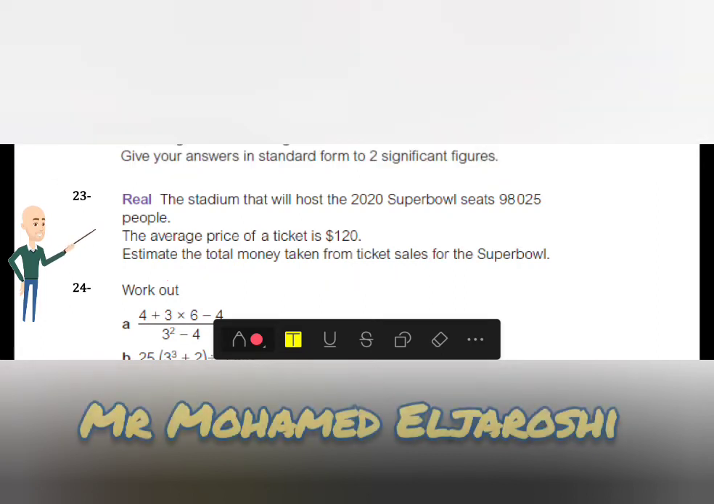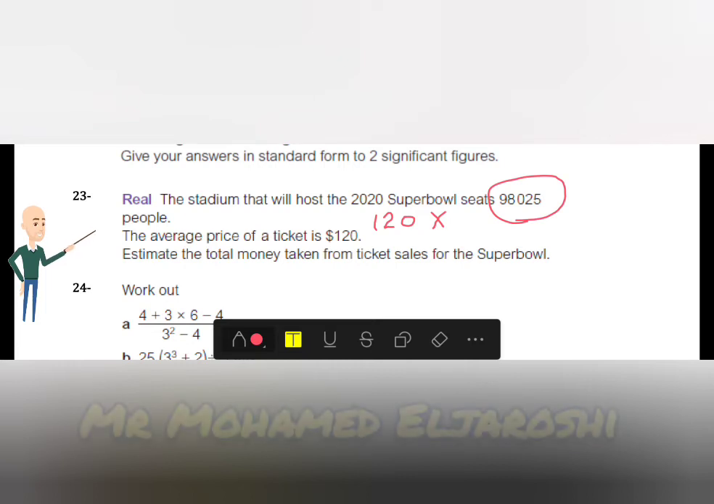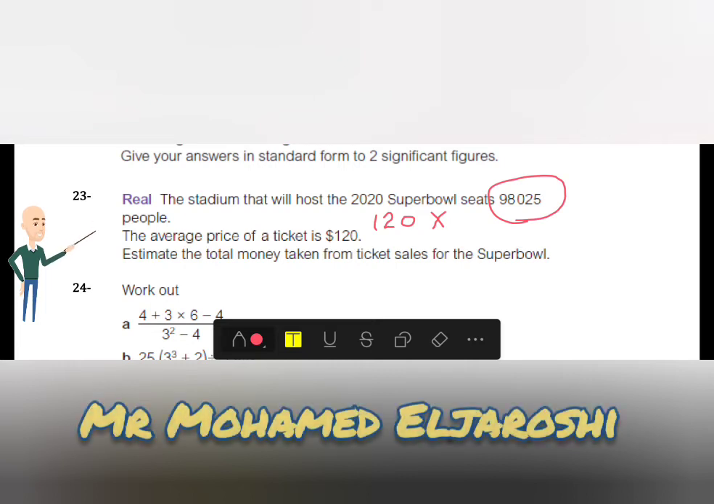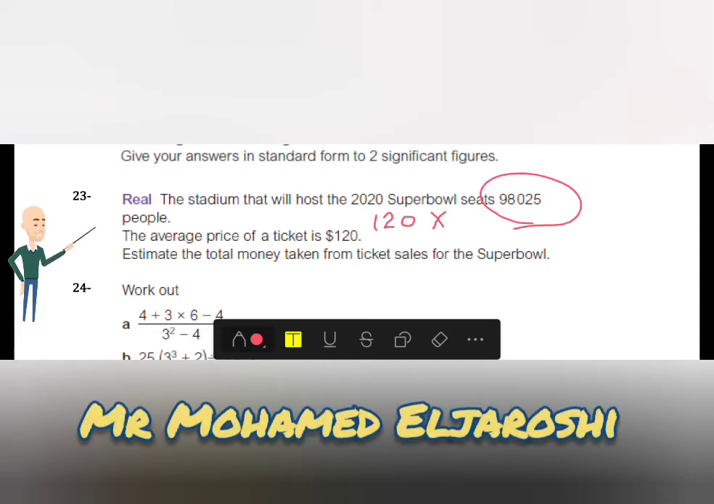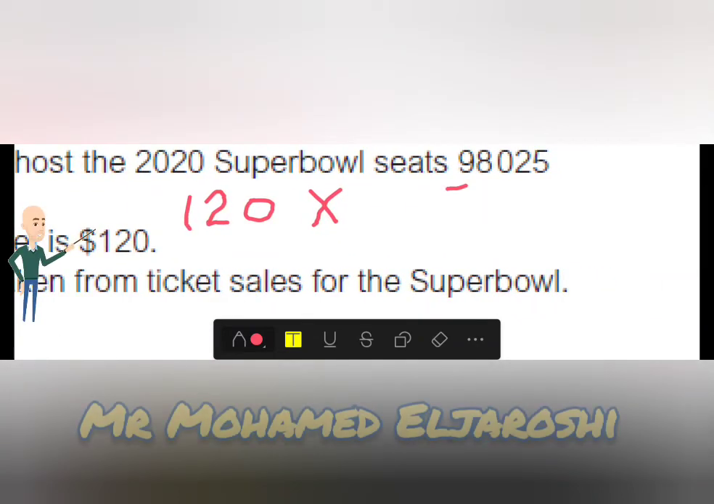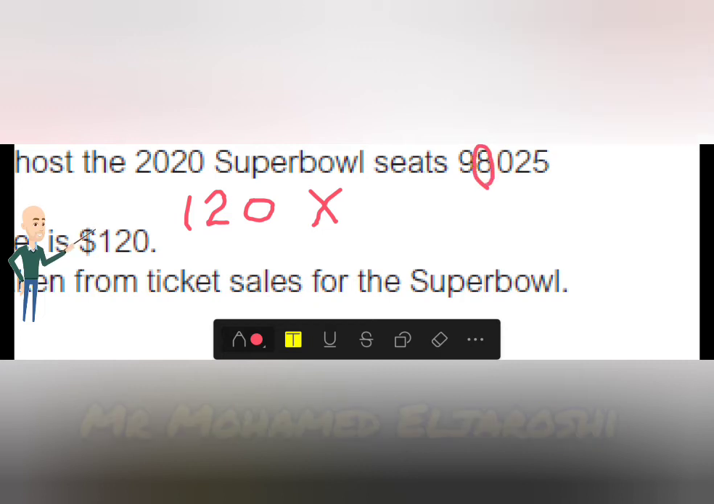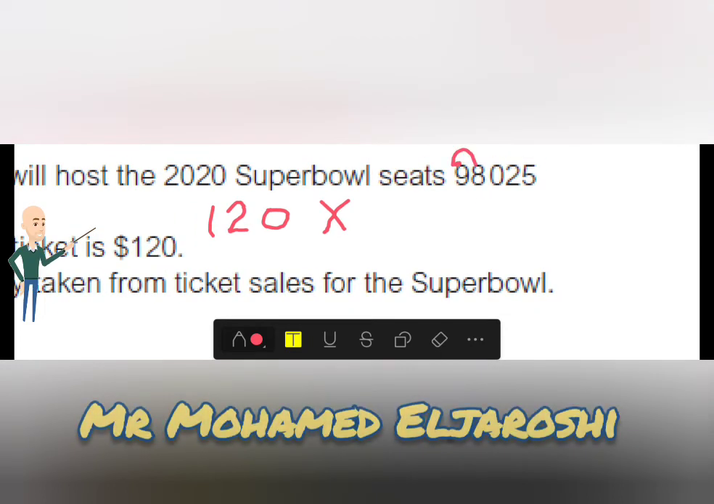Now for this question, we're going to write the same price of ticket, which is 120, and then multiplied by the seats, and the seats we have to estimate them. So we can find the estimated total money taken from the tickets. So when we estimate 98,000 to the first significant figure, now the first significant figure is what? It's 9. Very good. Now we take a look at the 8. The 8 is bigger than 5, so we add 1 to the 9. So it's going to be 10, and we will have 100,000.